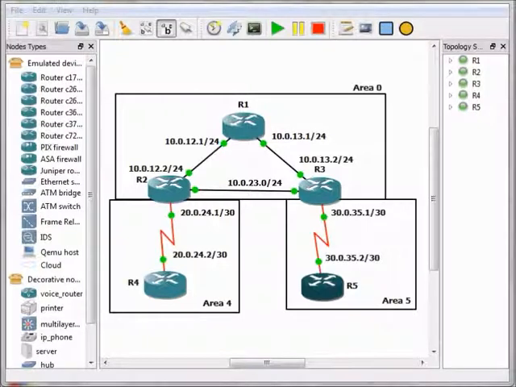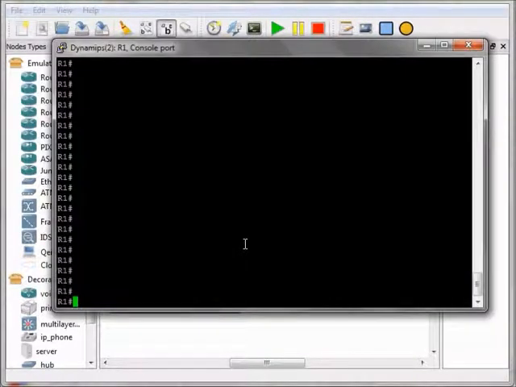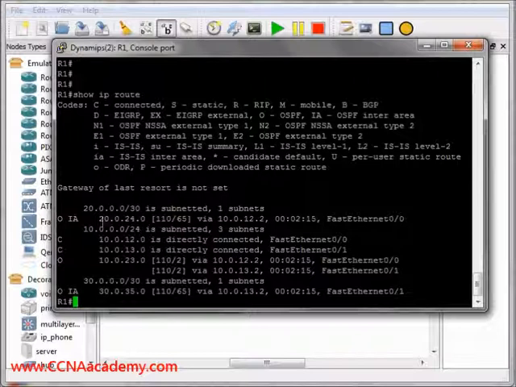Now we want to log into sample routers and see the routing table to ensure that all routers know about all networks. So let's first log into router 1. Let's write show IP route to see the routing table. Now see that router 1 is directly connected to two networks, 10.0.12.0 and 10.0.13.0. Those are the networks that are directly connected to router 1.